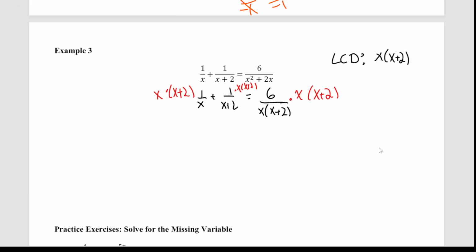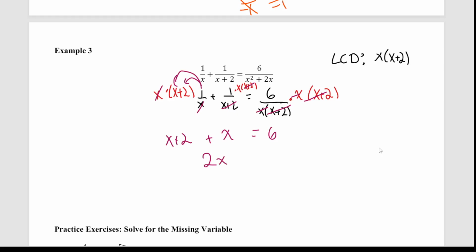So if we multiply both of these by the least common denominator, x divided by x is 1, x plus 2 divided by x plus 2 is 1. So I wind up with 6 here on the right-hand side. X divided by x is 1. I still have x plus 2. Technically, I'm distributing the 1 to both terms, but multiplying by 1 doesn't do anything. X plus 2 divided by x plus 2 is also 1, so then I just have an x.